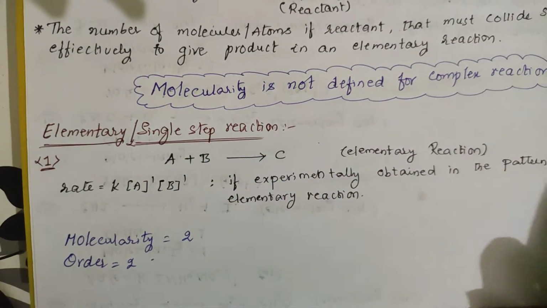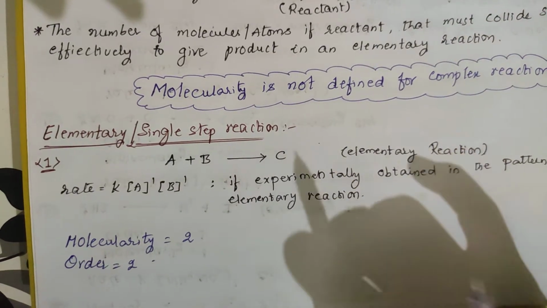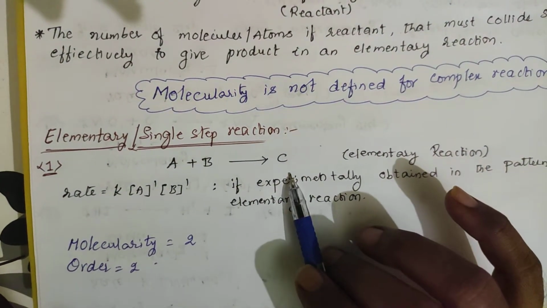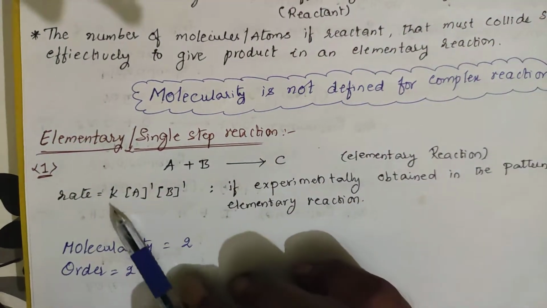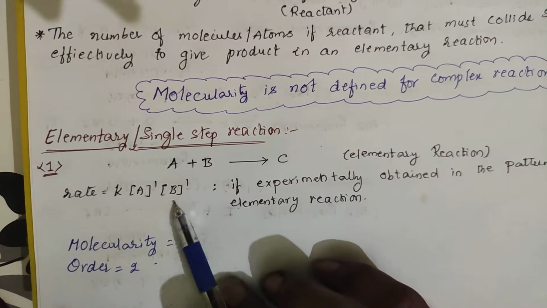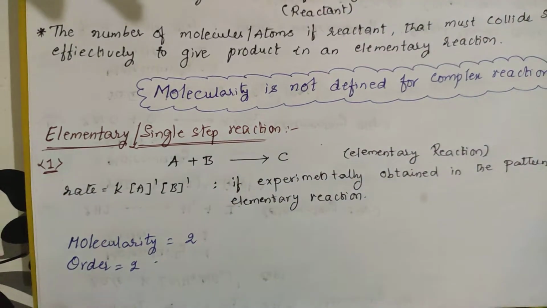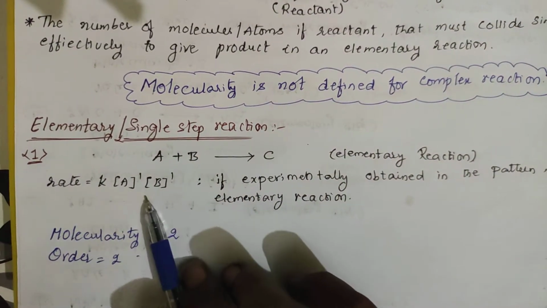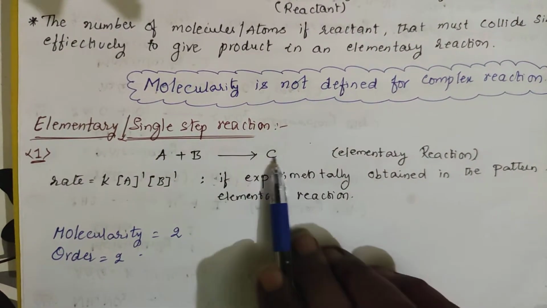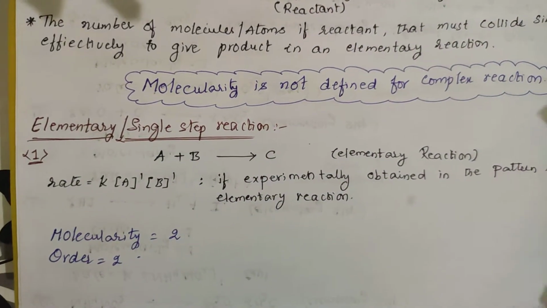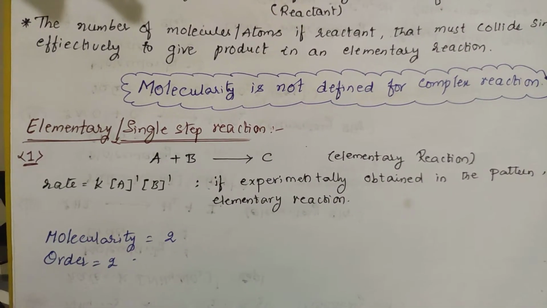If you are getting this experimentally, this is the elementary reaction. So generally this is the pattern you are writing. If experimentally you are also getting the same thing, then that is called an elementary step. Clear? In the experimental way, if you are getting the same equation that you have written in the reaction, then that is called an elementary reaction. There is no complexity.